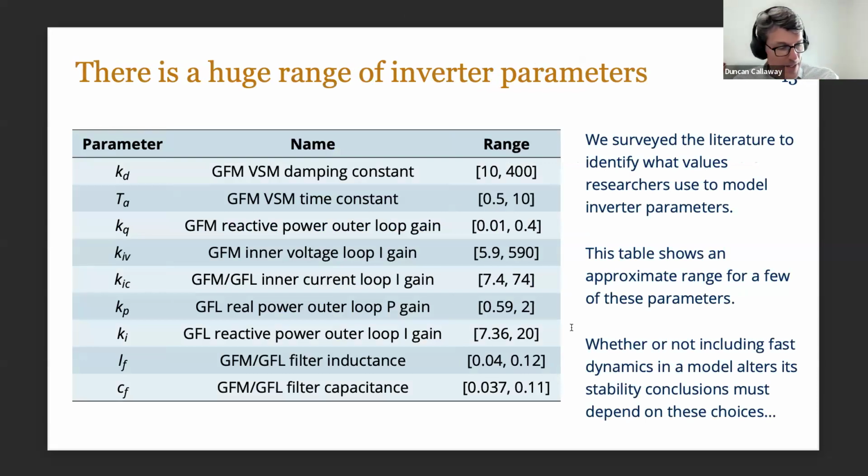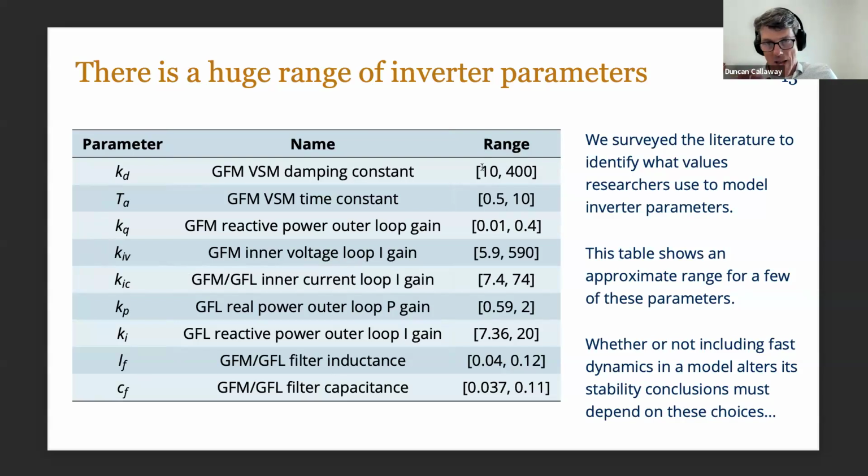So one of the first things that we did to start this work was we surveyed the literature to try to understand, for both grid-following and grid-forming inverters, what types of parameters different researchers are using to describe the control loops on board those devices. Perhaps it's not a surprise to some of you, but there's just an enormous range of parameters that researchers are using in their studies. And so I won't go through every single parameter here in the table, but I do want to point out the ranges.